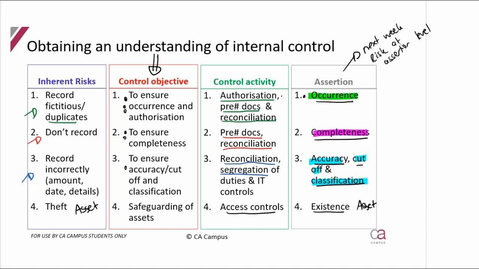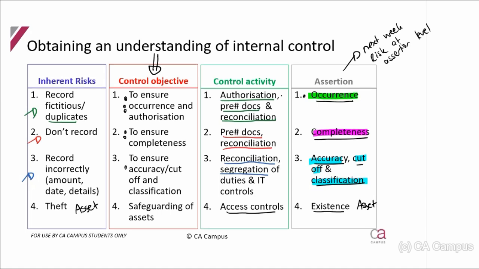The assertion that it should have been recorded and it has been recorded, so it's complete. The assertion that it's recorded correctly in terms of amount, it's accurate, date, cutoff, and details, the classification of it. And then to address the risk of theft of an asset, access controls will ensure the existence. So you could even say control objective to ensure the existence of the assets. The objective aligns with the assertion, because the purpose of the controls is to prevent the misstatement, thereby making that transaction or asset correct, free from material misstatements. And in which way, which assertion is it trying to achieve?